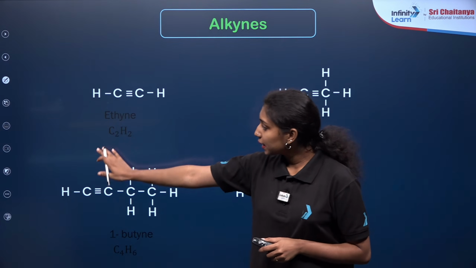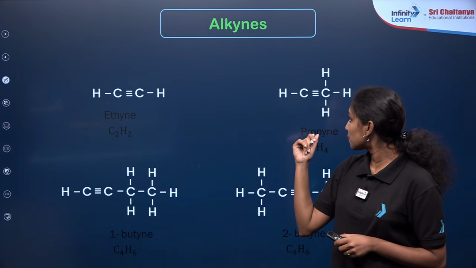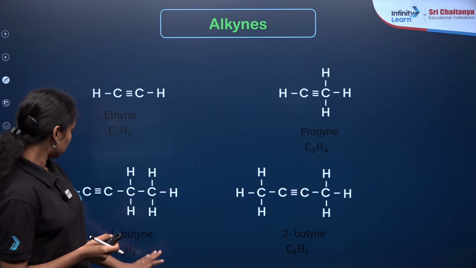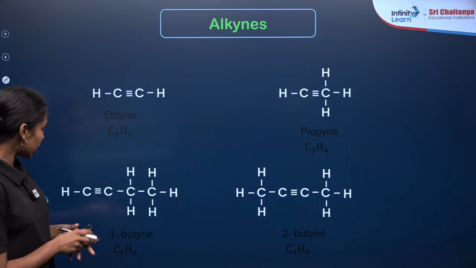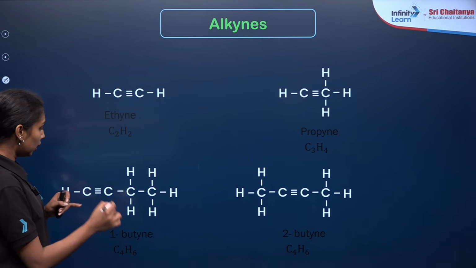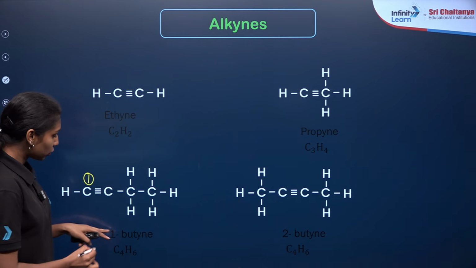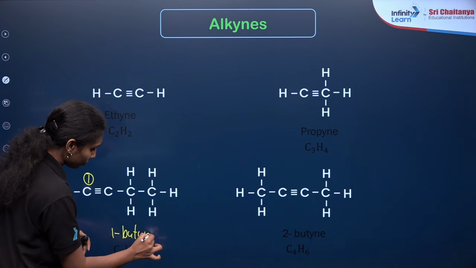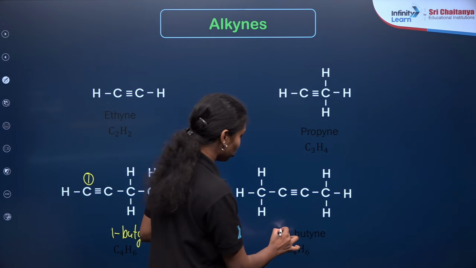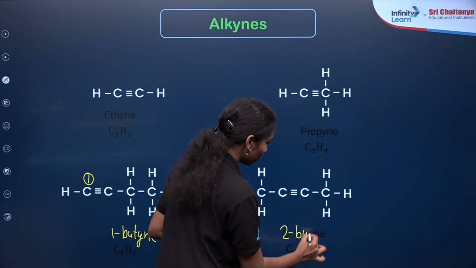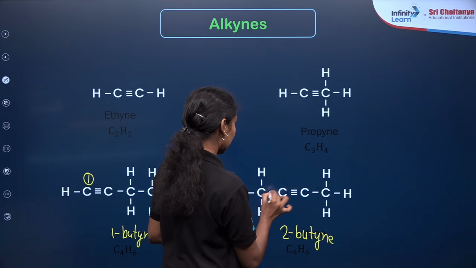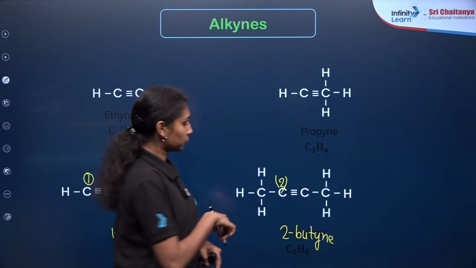So again, this is the ethyne compound, the first carbon compound. Next one is the propyne compound, a 3 carbon compound containing a triple bond. And here it is 1-butyne, right? As you can see over here, this is a 4 carbon compound. The triple bond is present on the first carbon, so it will be 1-butyne. And here it will be 2-butyne, a 4 carbon compound in which the triple bond is present at the second carbon atom.